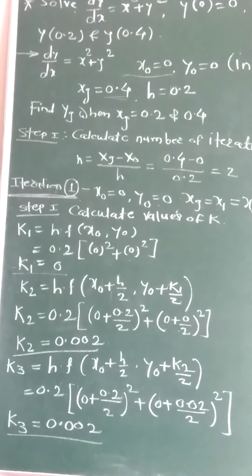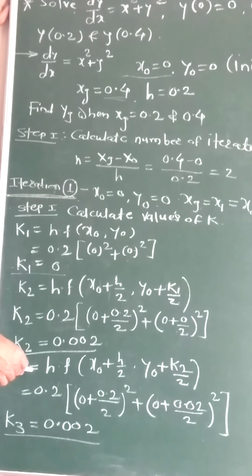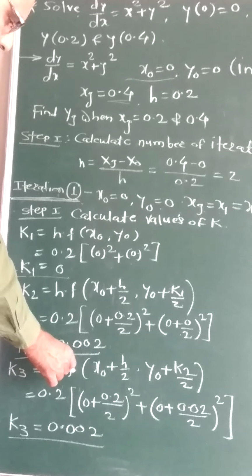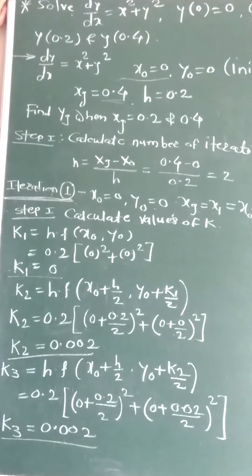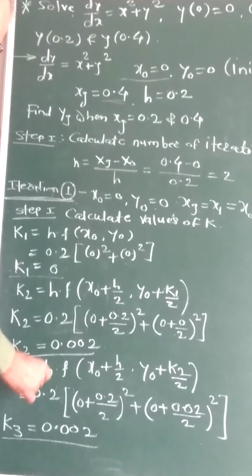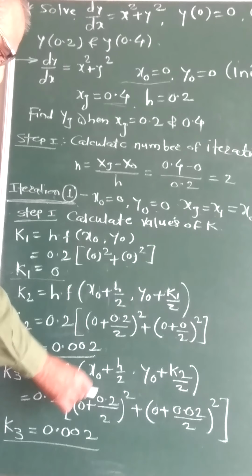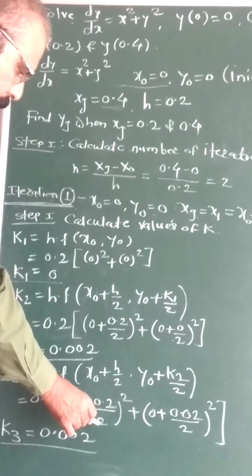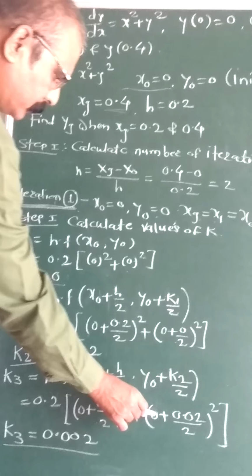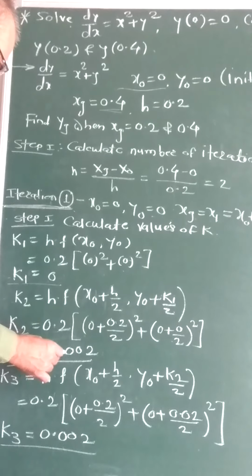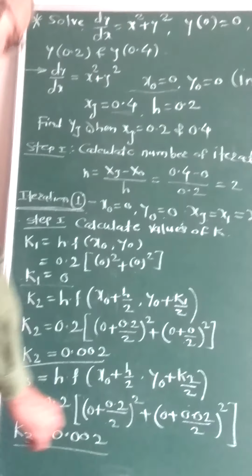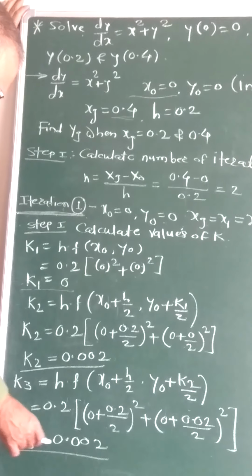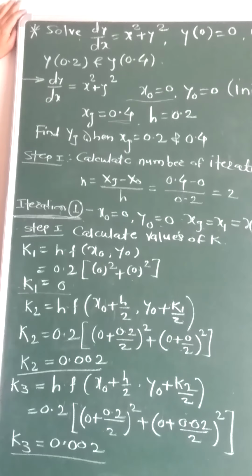Now the third value, that is k3. k3 is equal to, the formula is h f of x0 plus h by 2, comma y0 plus k2 by 2. Just put the values. h is equal to 0.2, x0 again 0, h is 0.2 divided by 2 bracket square plus y0 is 0 and k2 is 0.002 divided by 2 bracket square, and therefore k3 is equal to 0.002.